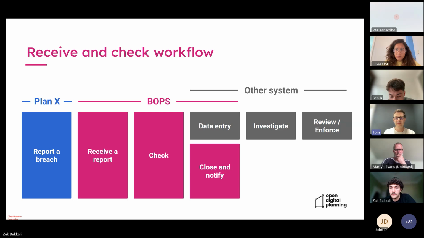We are able to provide a system where all the breaches come into BOPS, you can receive them, and do that initial check of whether this needs processing further. Then you can go down two pathways. You can data enter that into your existing system and carry on with your investigation and enforcement process, or you can use the inbuilt close and notify function, where your complainant will receive a notification that their report of a breach has not been considered worthy of investigation, for whatever reason, and they get a sort of closure to their process. This reduces drastically the amount of data entry that you have.